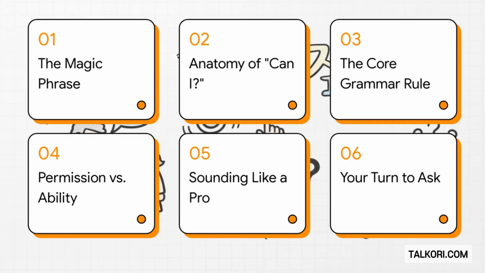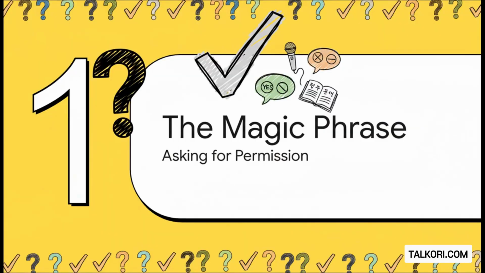Okay, so here's our game plan. We're going to start with the magic phrase itself, then we'll break it down piece by piece. After that, we'll get into the actual grammar rules so you can use this with any verb you want. Then we'll tackle a really, really important point, the difference between asking for permission and asking about ability. And finally, we'll wrap it all up with some pro tips and a chance for you to practice. All right, let's just dive right in.